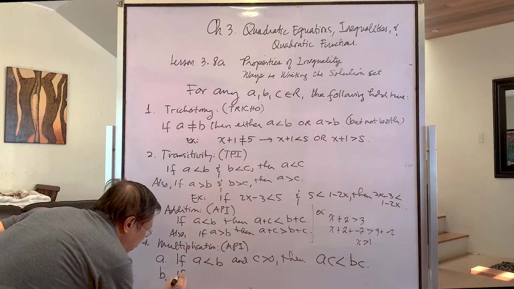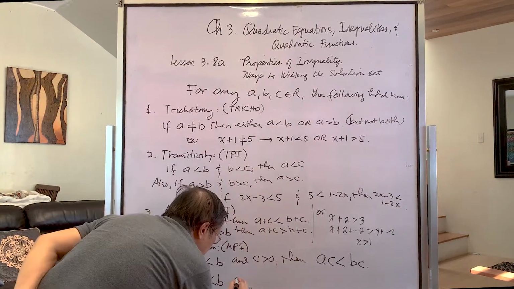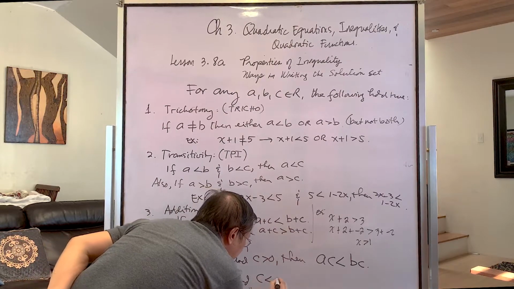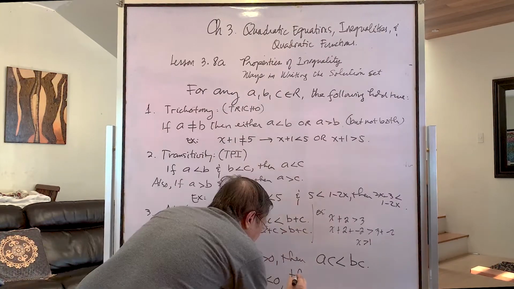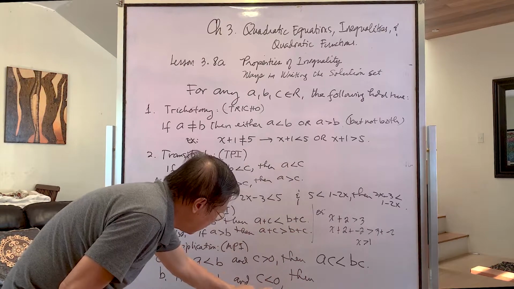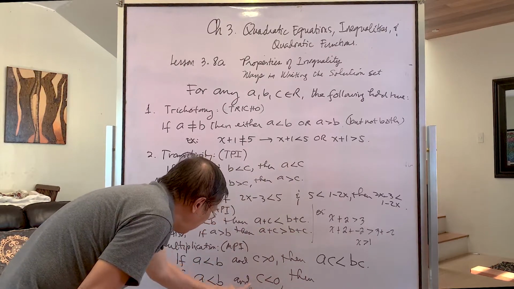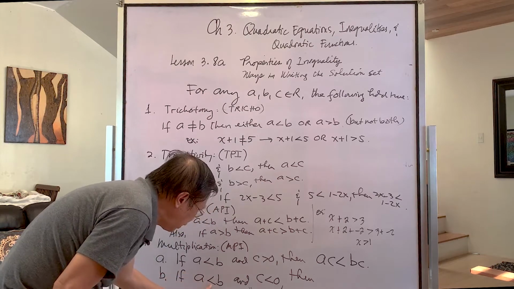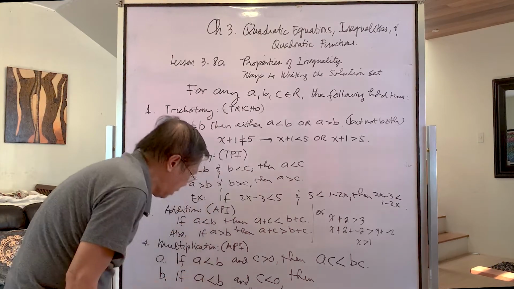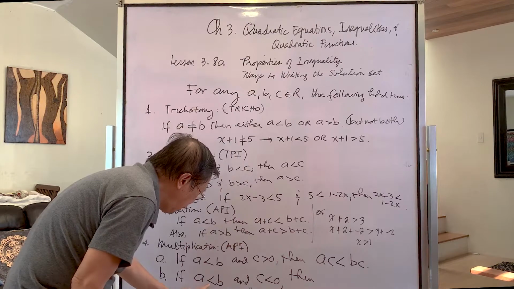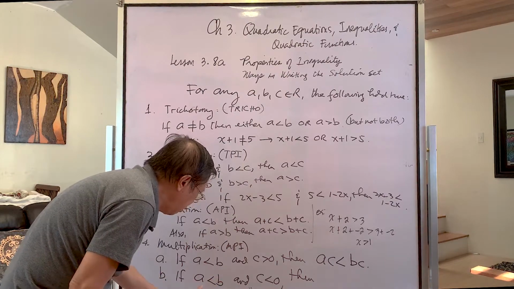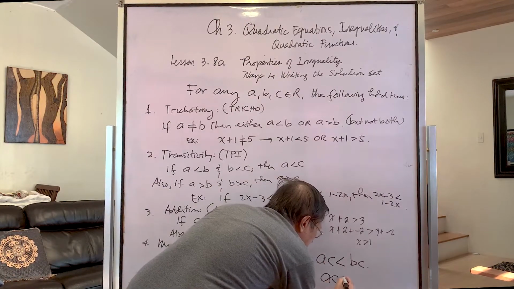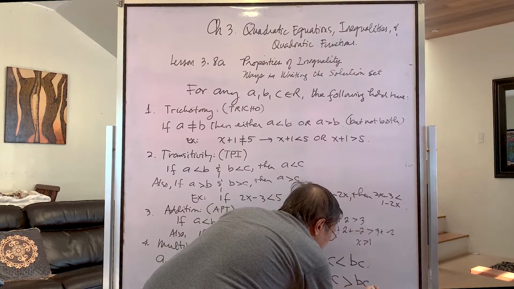However, if A less than B and C is negative here, then what happens here will be this negative number you multiply to this given inequality will reverse the sense of this inequality. So, instead of having A less than B in the answer, we will now have AC greater than BC.